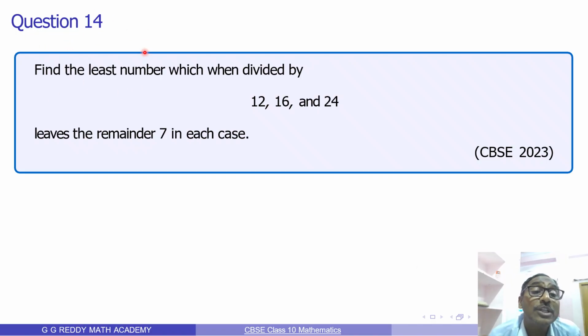See students, question number 14. Find the least number which when divided by 12, 16 and 24 leaves the remainder 7 in each case. Here you have to find the LCM of these three numbers. Then I have to add 7 to the LCM. Then I will get the least number which when divided by 12, 16 and 24 gives remainder 7. Check it.